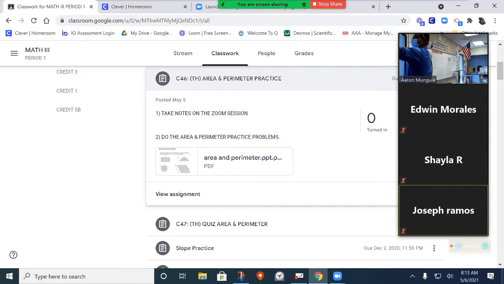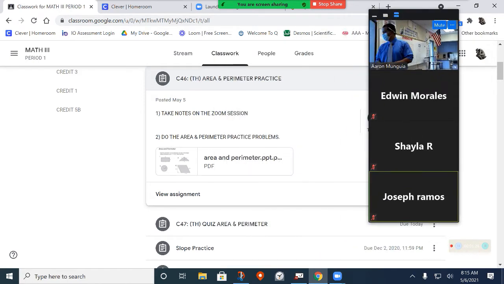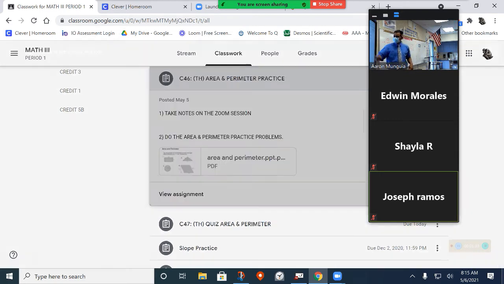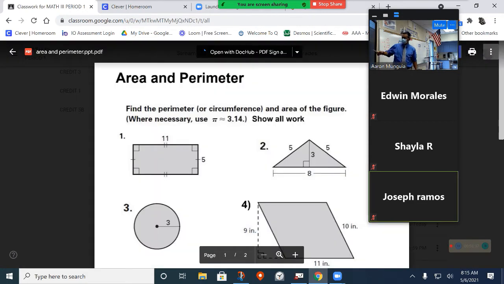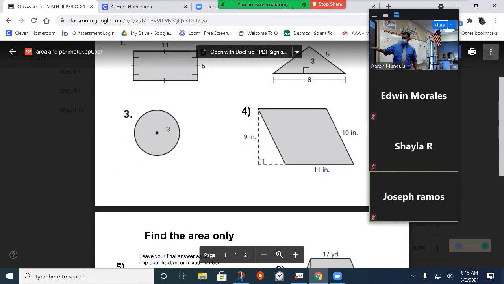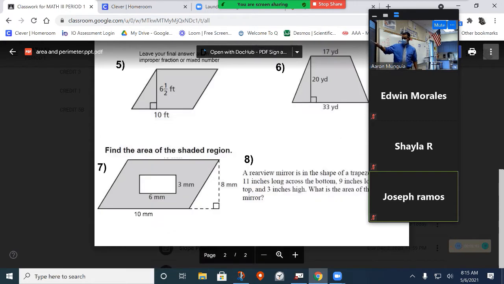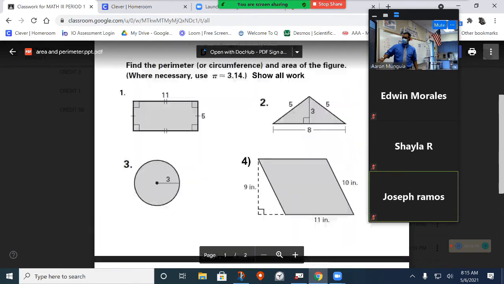Let me make sure everyone's got a copy of that. Yep, everyone's got a copy. And yeah, open that up. Use Cami, add some pages at the bottom. Show me your work. There's only 8 problems. Okay?